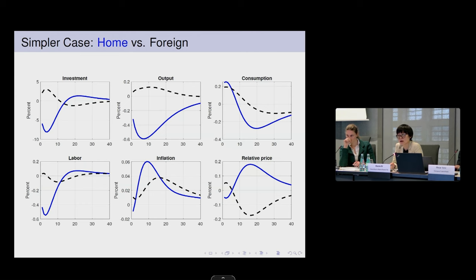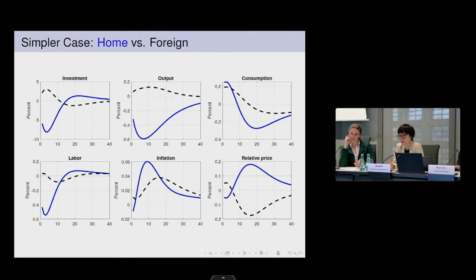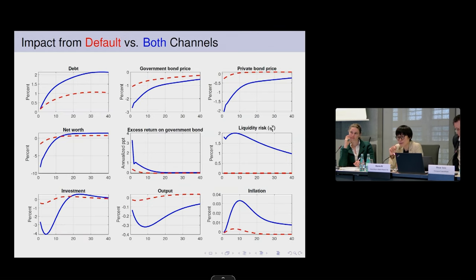Now let me decompose the impact on the financial sector: what is contributing to the default risk and what to the liquidity risk here. The blue line here shows the difference between the baseline case, which is what I just showed you, and the case where there is no default risk and no liquidity risk. So you want to think of the blue line as how the default channel and the liquidity channel together contribute to the overall impact. You can see here that both channels lead to higher debt and lower government bond prices, and also a much lower net worth. Therefore investment is lower, output is lower, excess return is higher, as the blue line shows here, and the inflation is also higher.